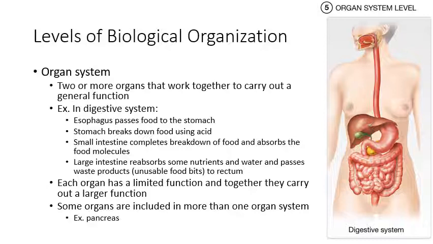But the pancreas is also part of the endocrine system because it releases hormones into the blood, like insulin, which is one of the major hormones that the pancreas releases.